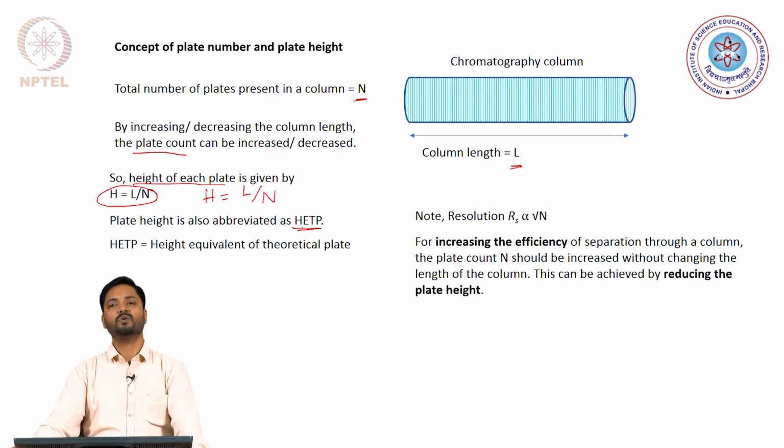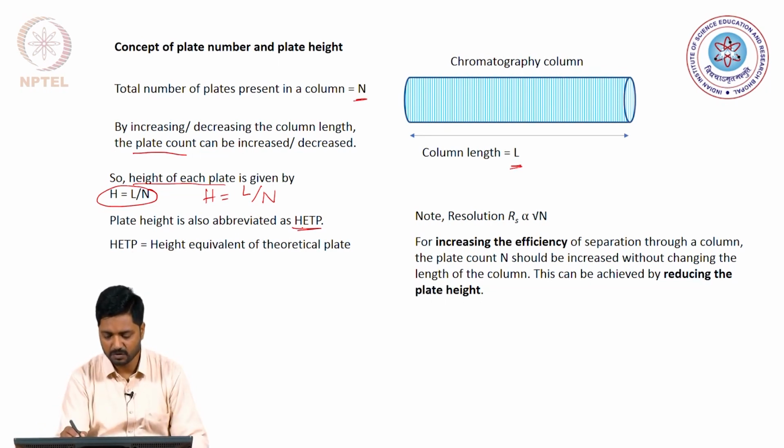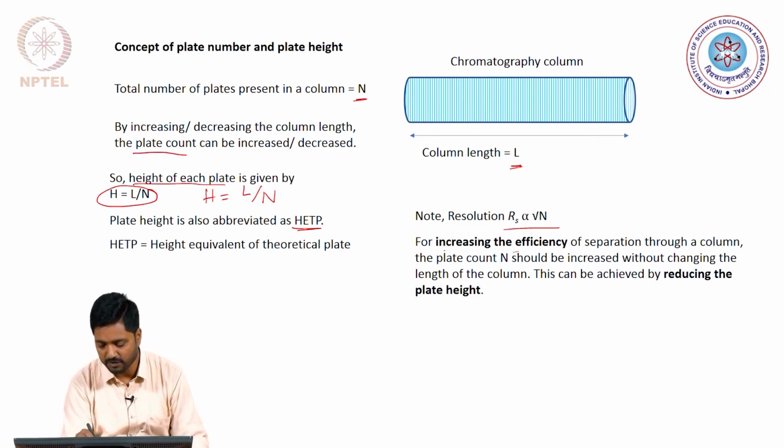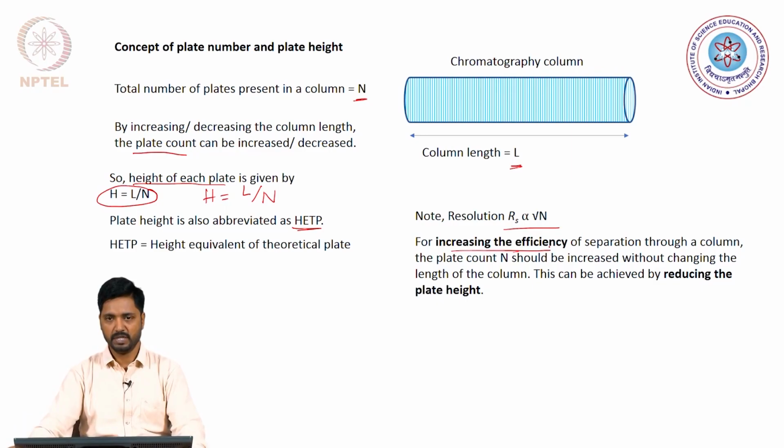So, what we have also known is that the resolution of the columns is proportional to the square root of the number of theoretical plates. This was the last point that we discussed in the previous lecture. So, if we want to increase the resolution or efficiency of separation of analytes through the column, we need to increase the effective plate count present within the column.